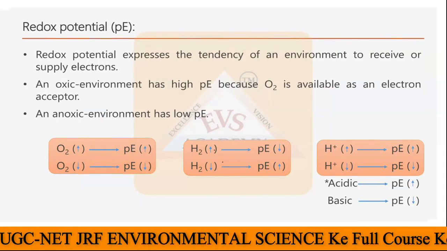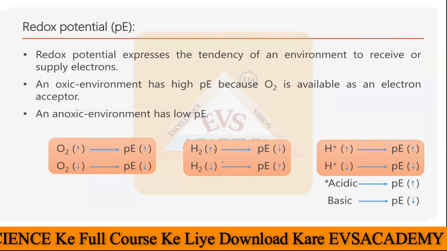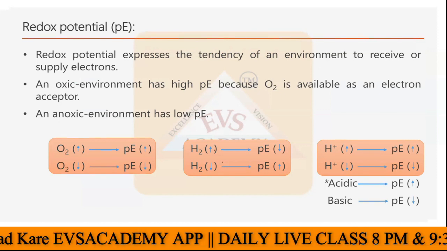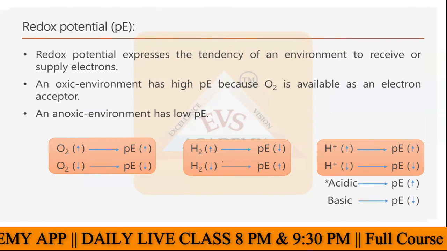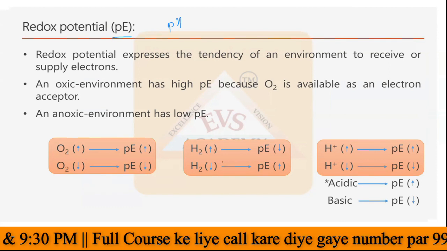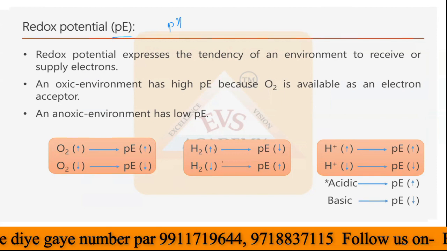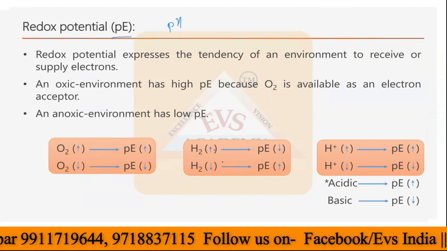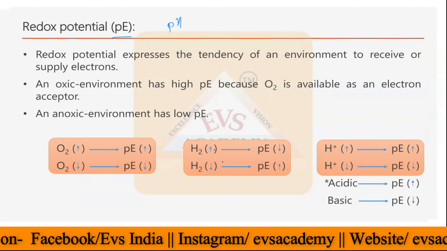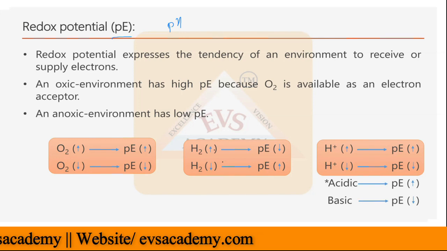Then the reaction we are continuously discussing is the redox reaction. For the measurement of redox reaction, one term we use very widely is the redox potential. Redox potential is termed as Eh, similar to pH. pH will tell you the acidity or basicity of chemicals. The Eh will tell you the redox potential of the compounds. So redox potential expresses the tendency of an environment to receive or supply electrons. The higher the redox potential, the higher the reactivity. The lower the redox potential, the lower the reductivity.